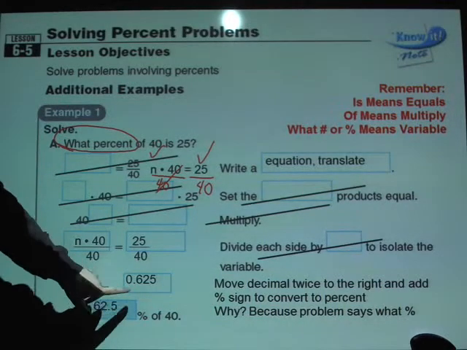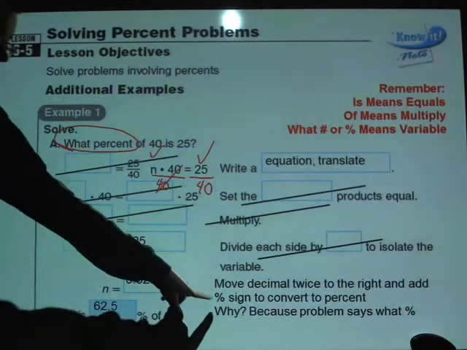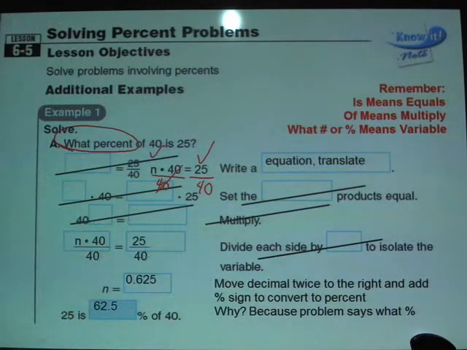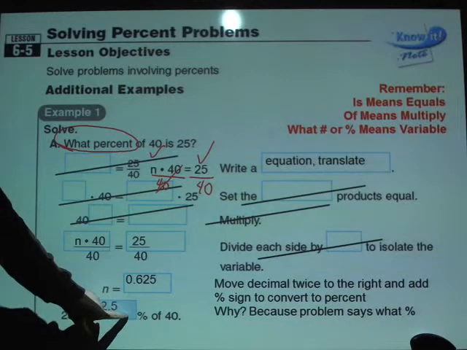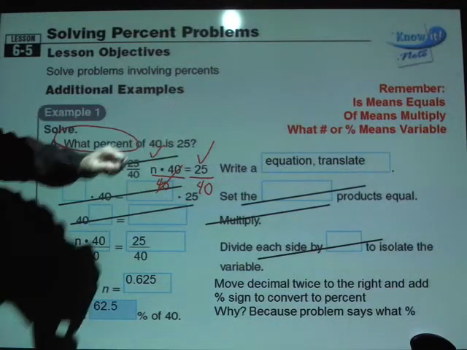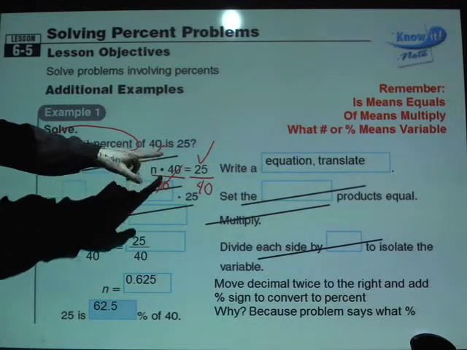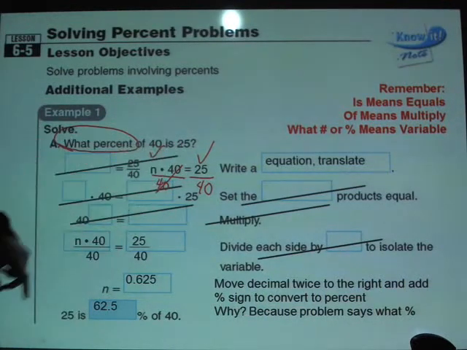Well, that requires us to take this decimal, as I said, and change it to a percent. How do we do that? Well, as we wrote in over here, we move the decimal twice to the right and add a percent sign, which is something we've already done this year. So when I jump this twice to the right and add a percent sign, I get 62.5%. That's my solution. If we put it back in the question, that means 62.5% of 40 is 25.